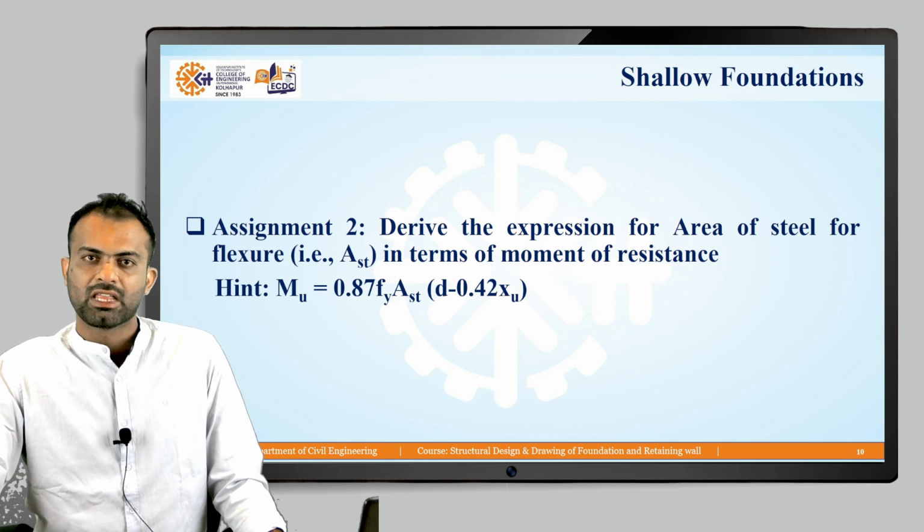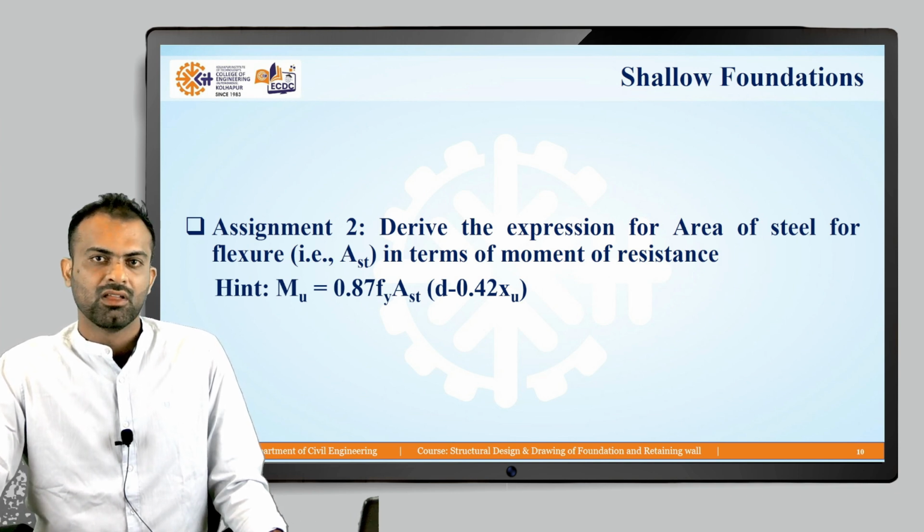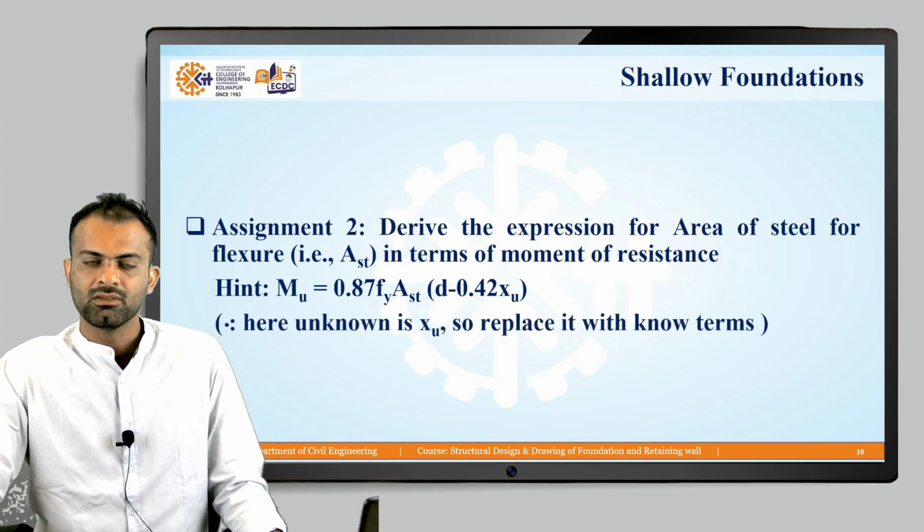So replace this xu with fy and fck. That is, equate 0.36 fck xu into b d equal to 0.87 fy Ast. From that find out xu by d. Then substitute that xu by d in the moment of resistance expression. You will get a quadratic equation. Solve the quadratic equation and find me the Ast in terms of Mu. Please do submit the assignment in the stipulated time.